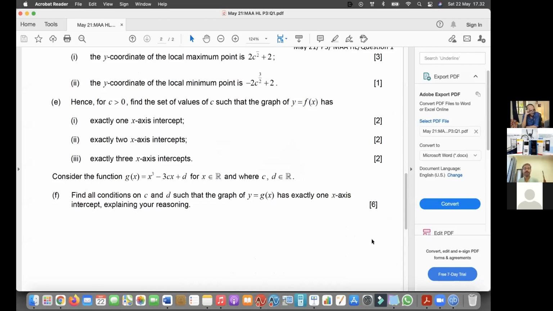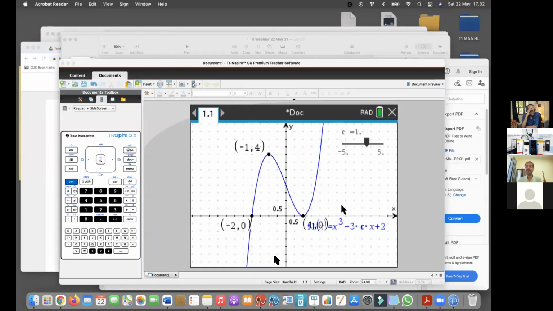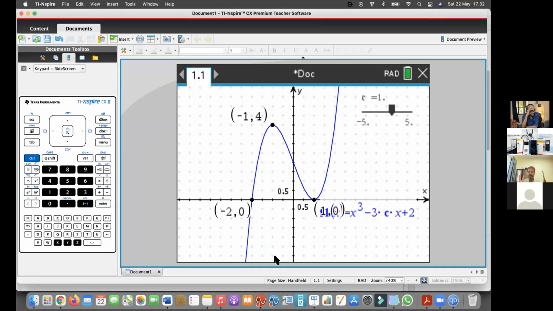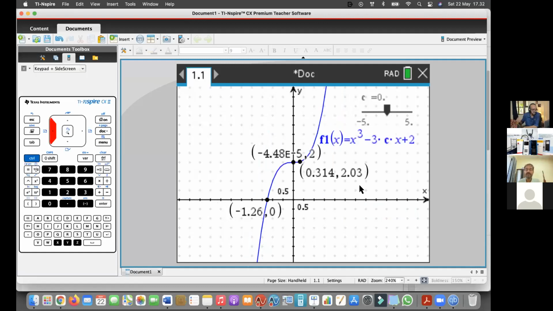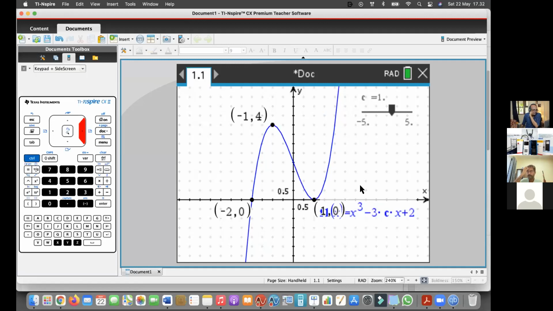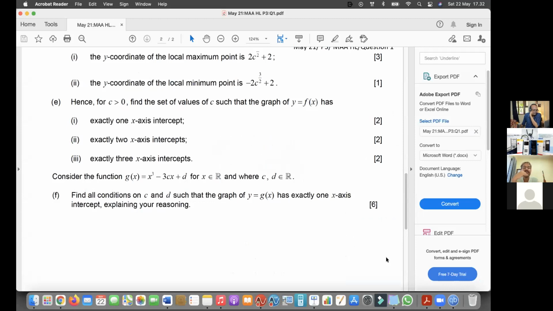So anyone would like to write your views in the chat box? How will you approach this question? For c more than 0, we are looking at two roots here. At 0, there is only 1. c more than 0 means 1 maximum and 1 minimum we are looking at. So the question says, hence for c more than 0, find the set of values such that this has exactly 1 x-intercept, exactly 2 x-intercepts, and exactly 3 x-intercepts.